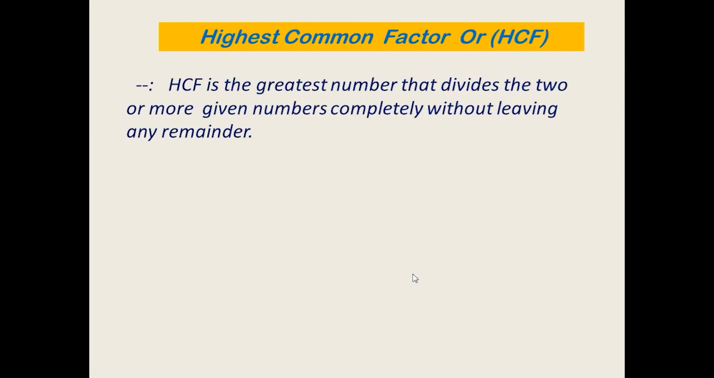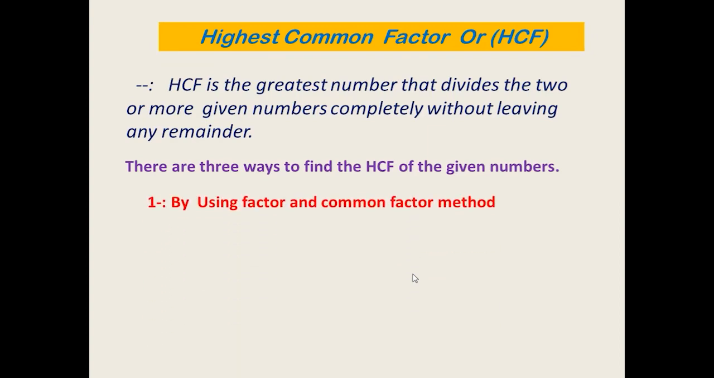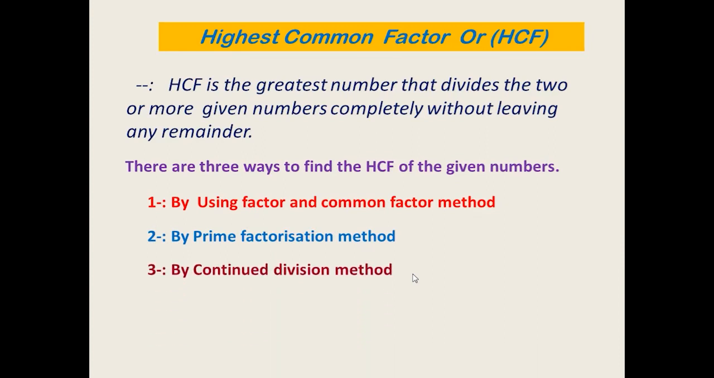HCF is the greatest number that divides the two or more given numbers completely without leaving any remainder. There are three ways to find the HCF of the given numbers. First is by using factor and common factor method, by prime factorization method, by continued division method. So let us learn each method one by one.